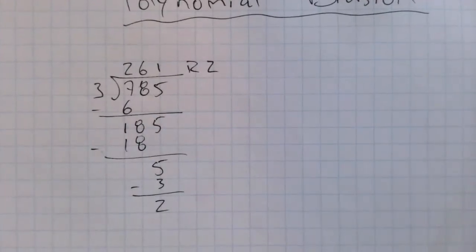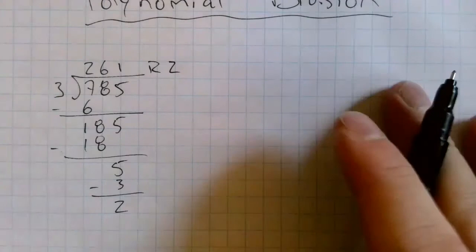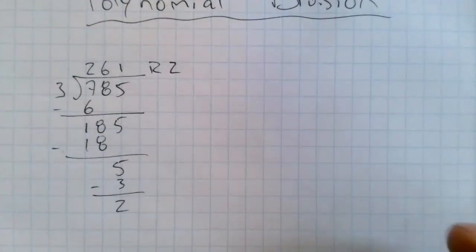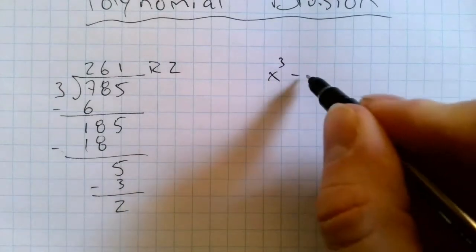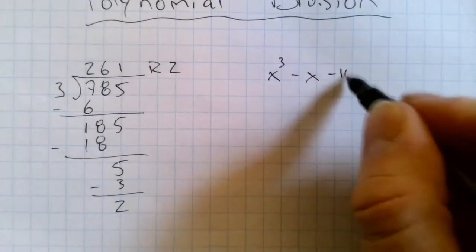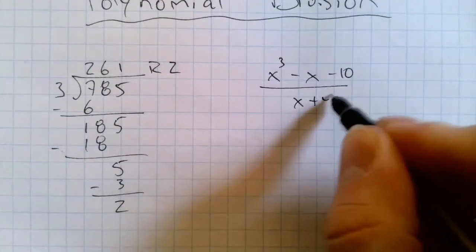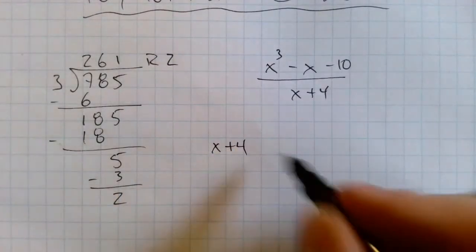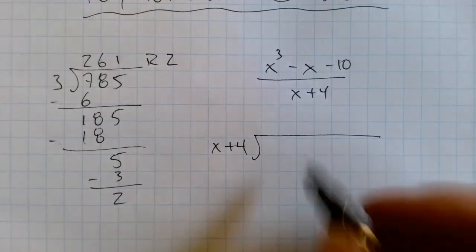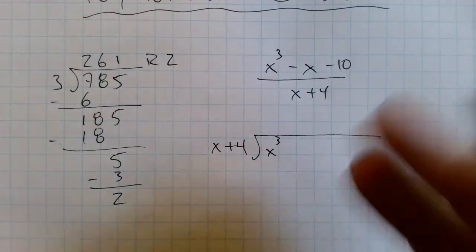Now let's take a quick look at an example using polynomials. This example is based on a question that I just got recently. Let's say it's this one specifically: x cubed minus x minus 10 divided by x plus 4. So I'm going to put the x plus 4 out here, dividing into x cubed.